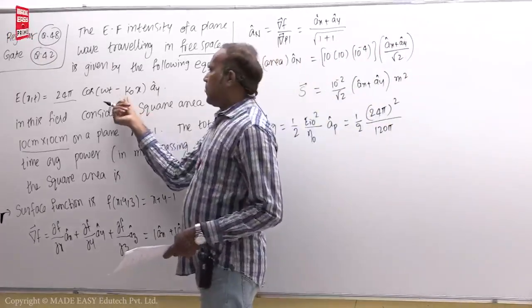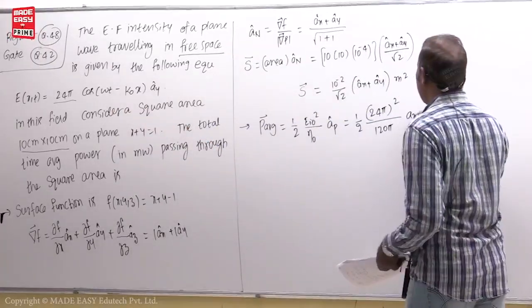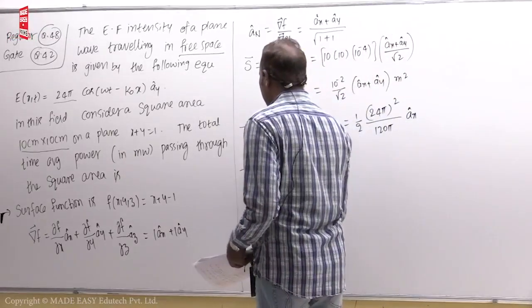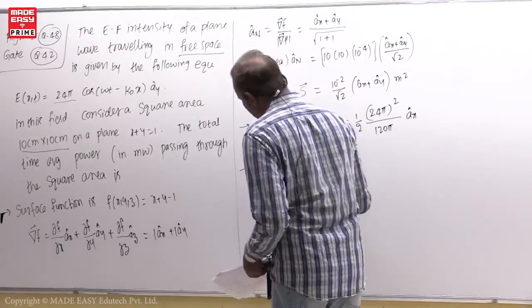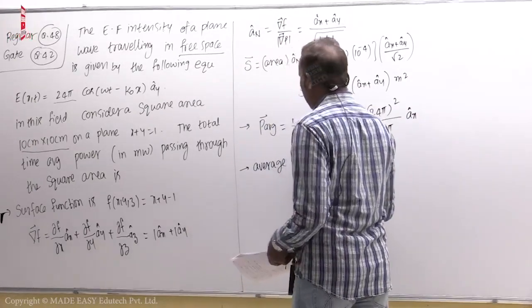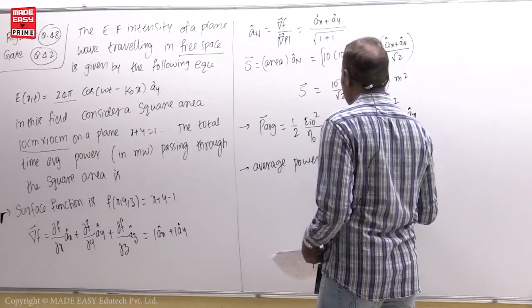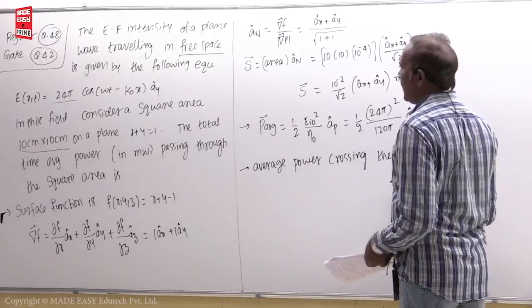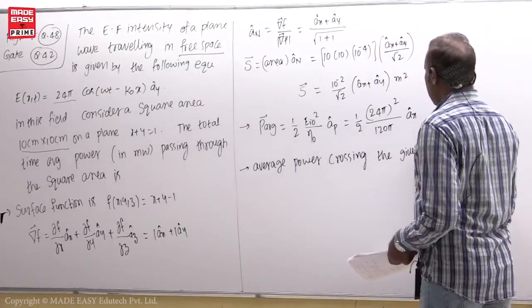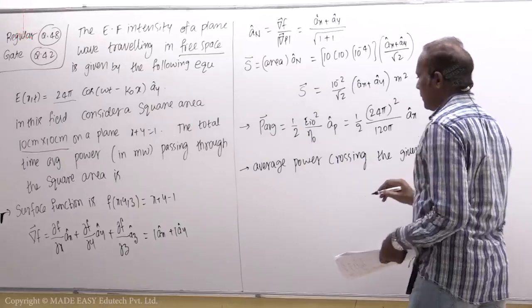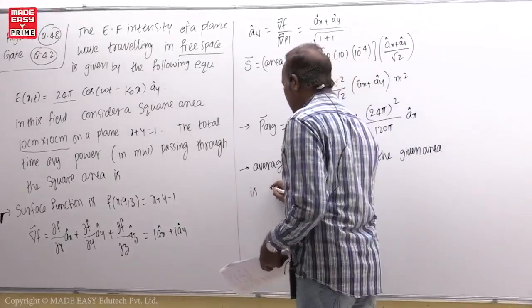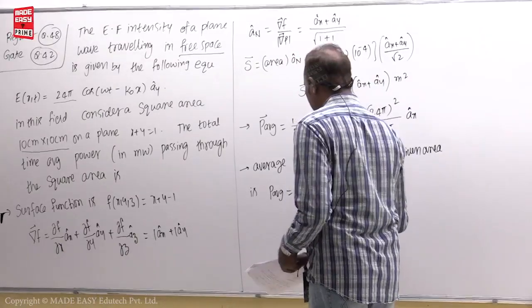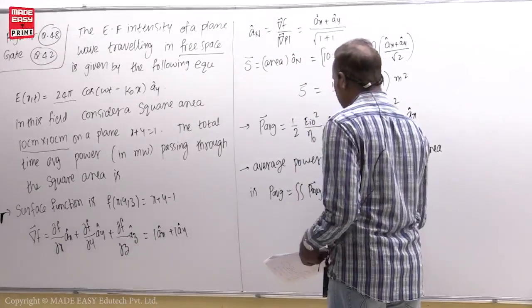This wave is propagating in plus x direction. So power flow direction is plus x actually, right? Now the average power crossing the given area is P_avg equal to double integral P_avg bar dot ds bar.